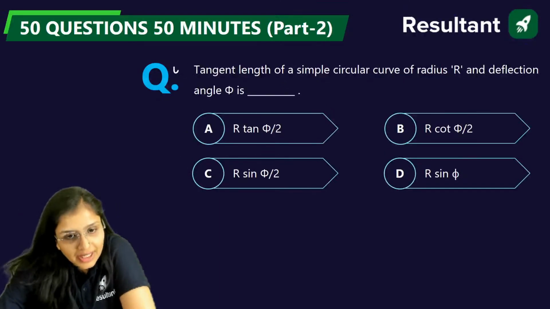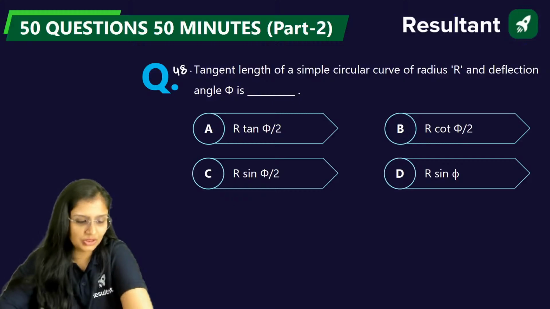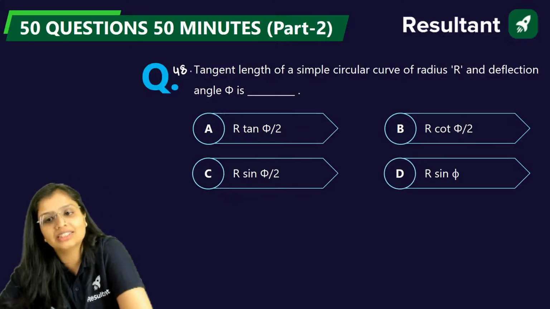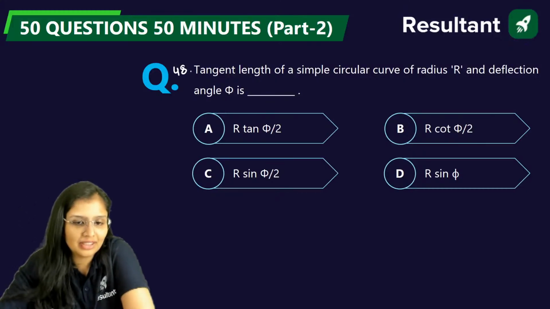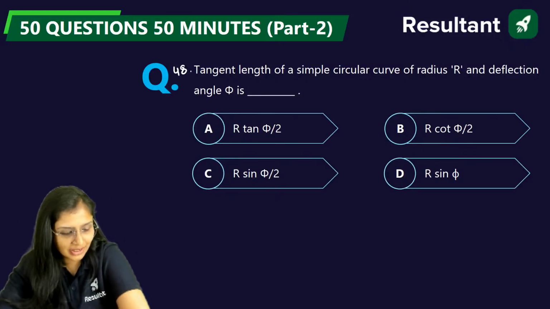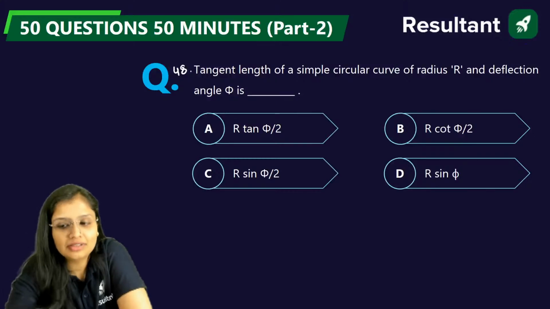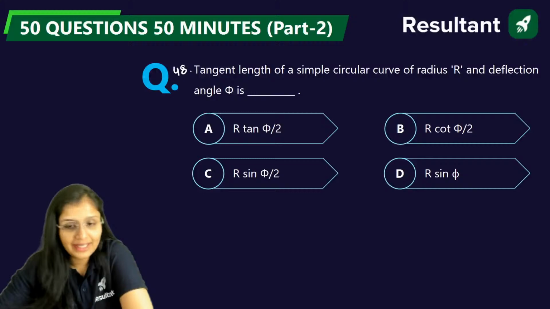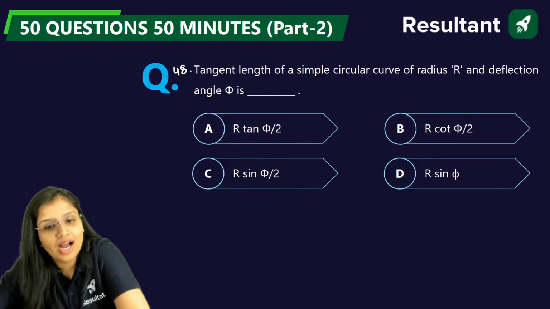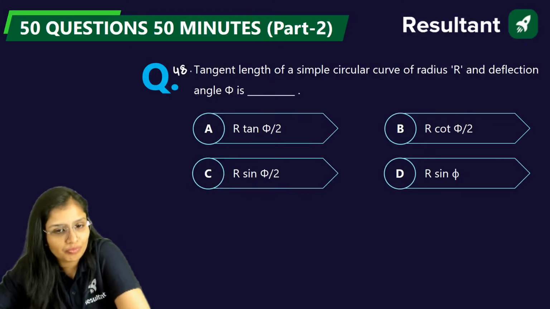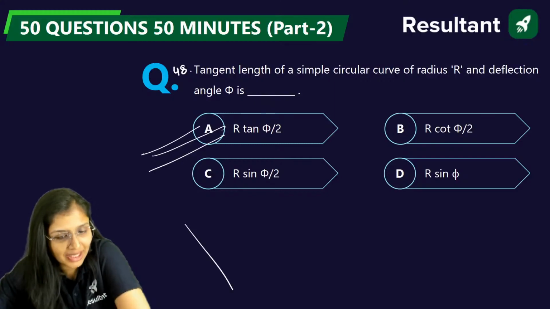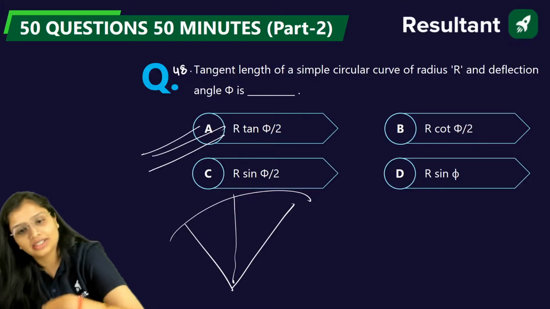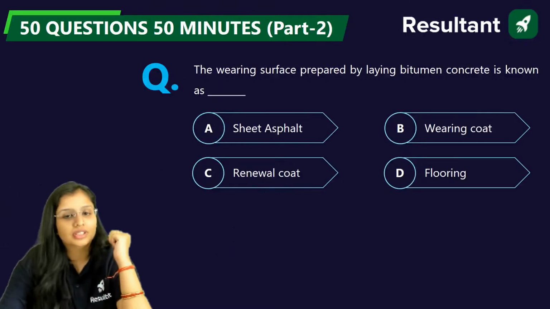Question number 48. Last third question. Tangent length of a circular curve of radius r, deflection angle 5. This should be memorized by heart. Tangent length is r tan 5 by 2. So even in the derivation, the tangent length is r tan 5 by 2. Correct.